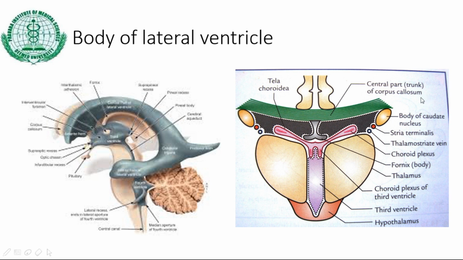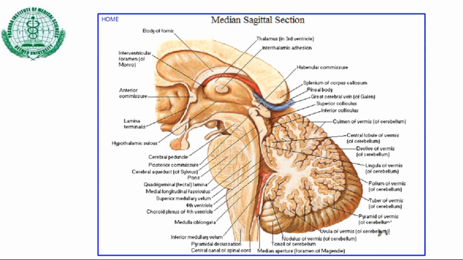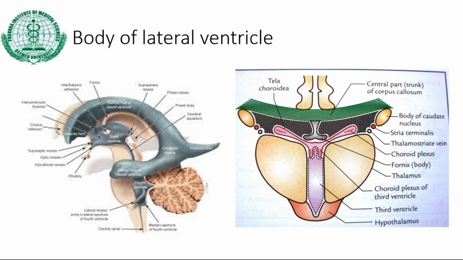The floor of it is formed medially by the thalamus, while laterally it is related to the body of the caudate nucleus. In between the thalamus and the body of the caudate nucleus, laterally there lies the stria terminalis, while medially there is the thalamostriate vein.